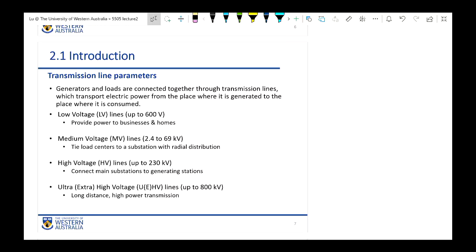Okay. High voltage is up to 230 kilovolts. And finally, for ultra high voltage, it can go up to 800 kilovolts. This is just some general information. Okay.